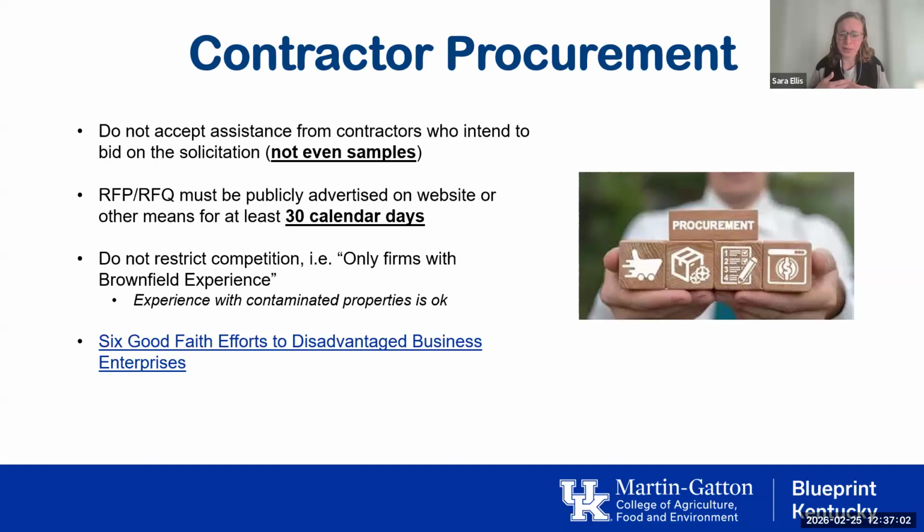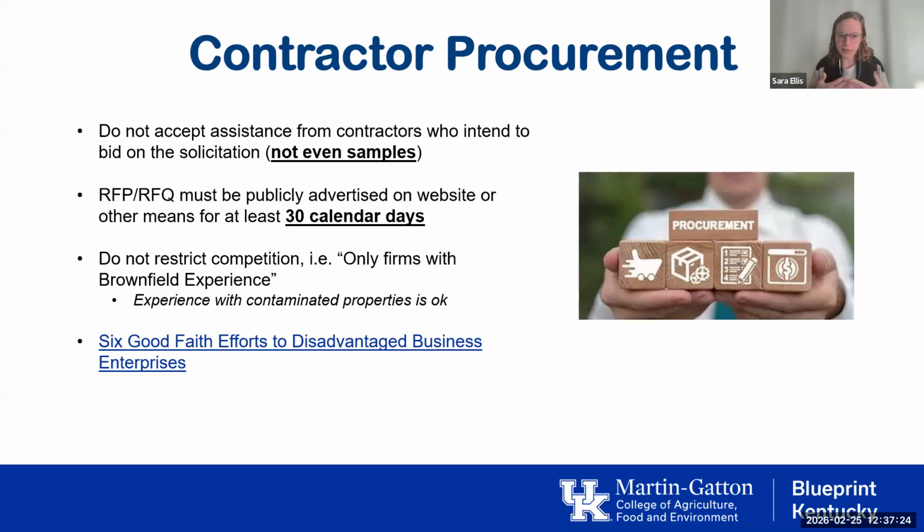And then finally, just a couple other pieces of advice from EPA. They do not like to see competition restricted, so you can't ask for firms with brownfield experience per se. You could ask for experience with contaminated property. So just be mindful of the way that you're wording your procurement so that you're not creating a situation where it's excluding certain contractors from the bidding process.